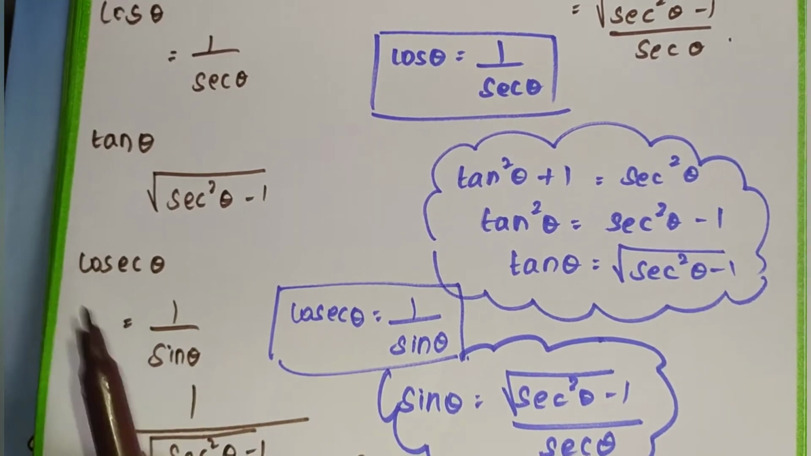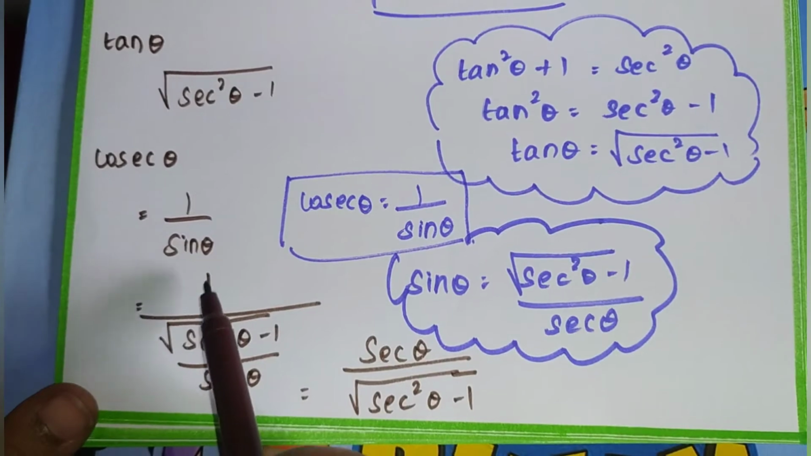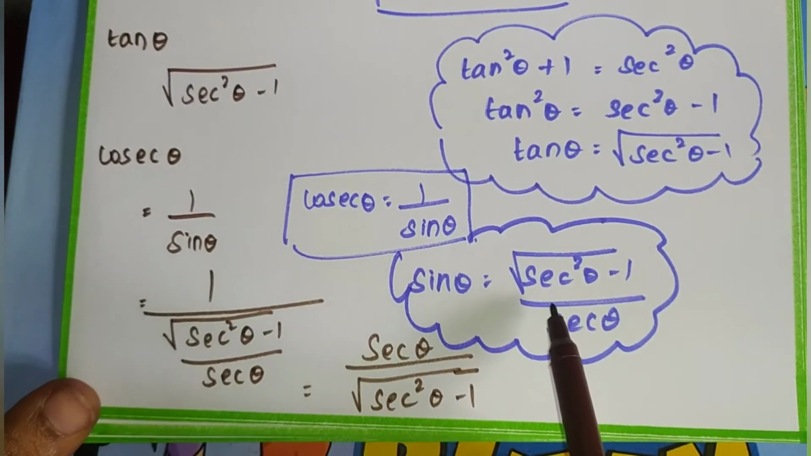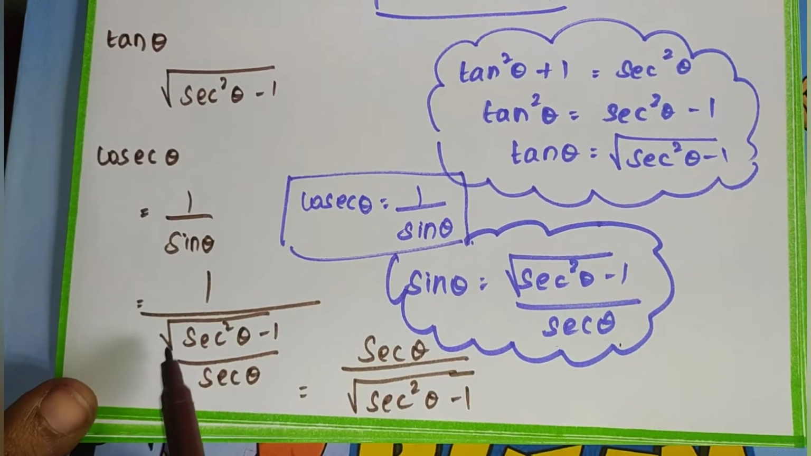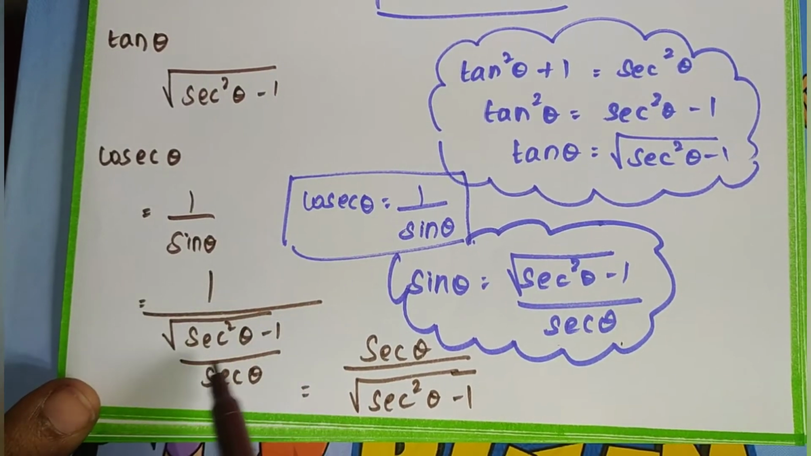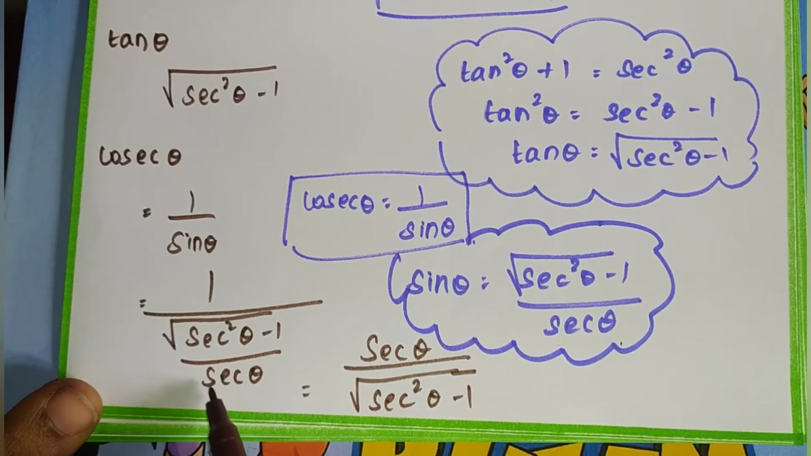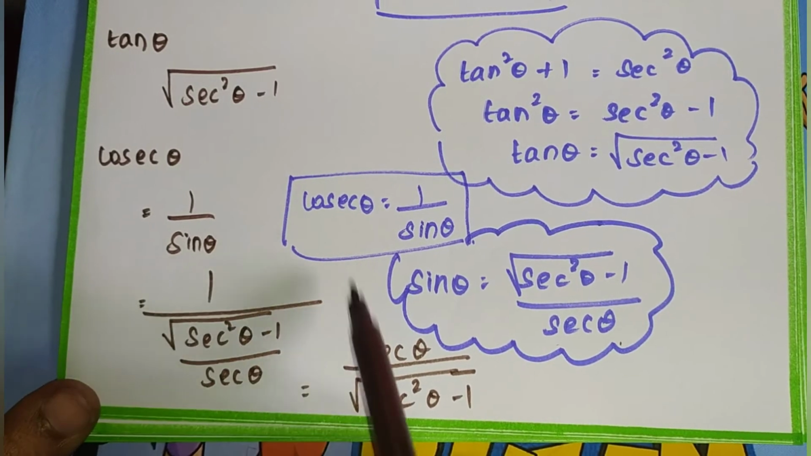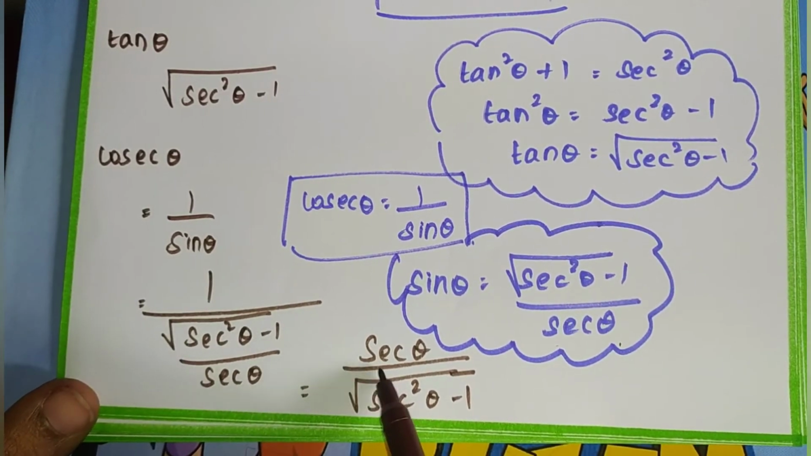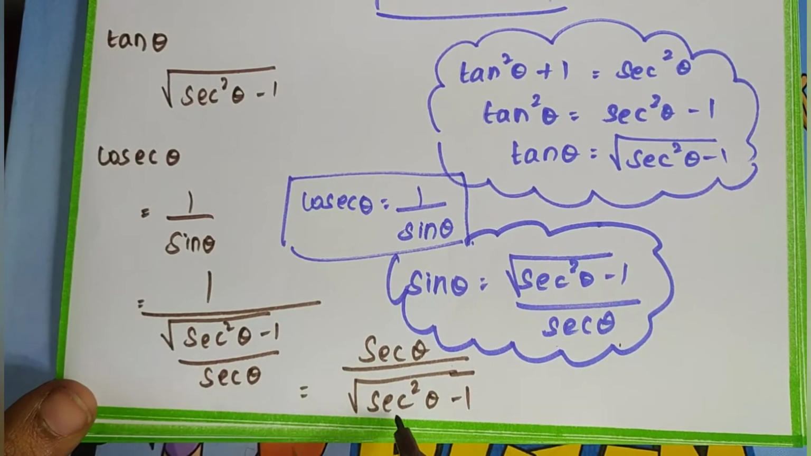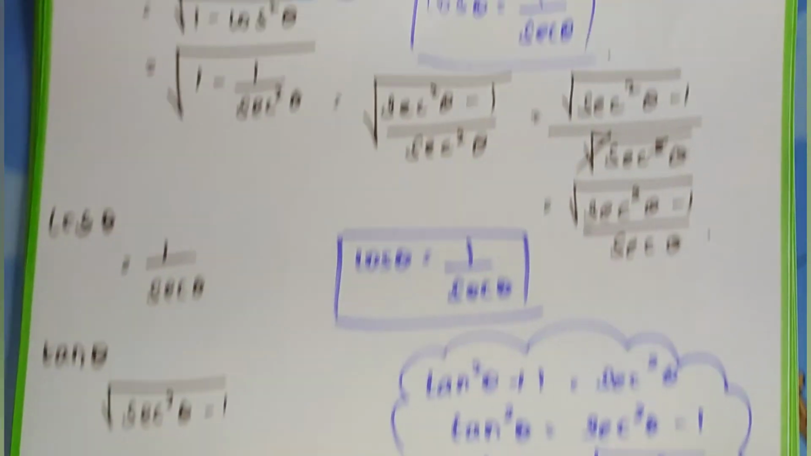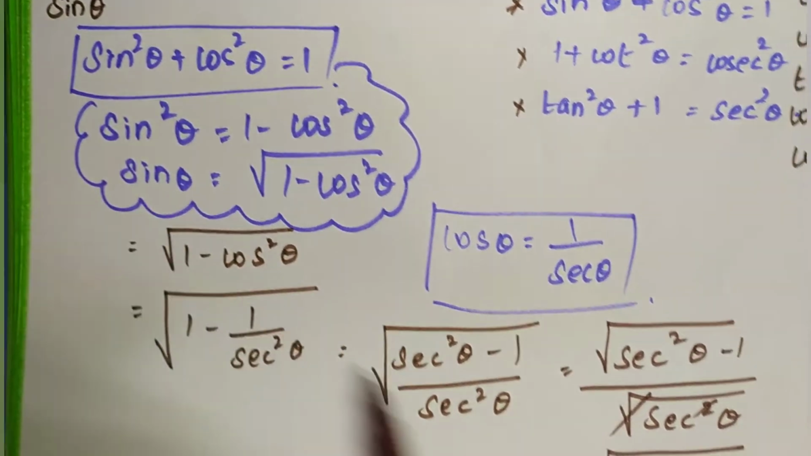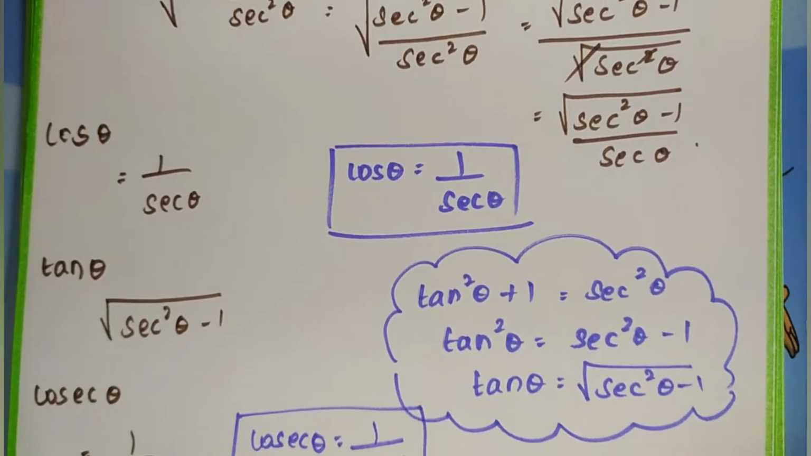Clear? So you have to write 1 divided by, instead of sine theta, I am going to write root of secant square theta minus 1 divided by secant theta. Write that value, and then you have to reciprocal it. Okay, so secant theta divided by root of secant square theta minus 1, with the help of the first sine theta. Clear all of you children?